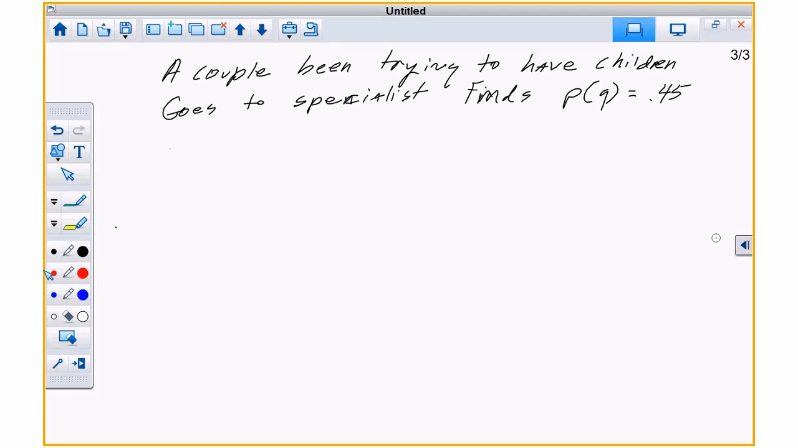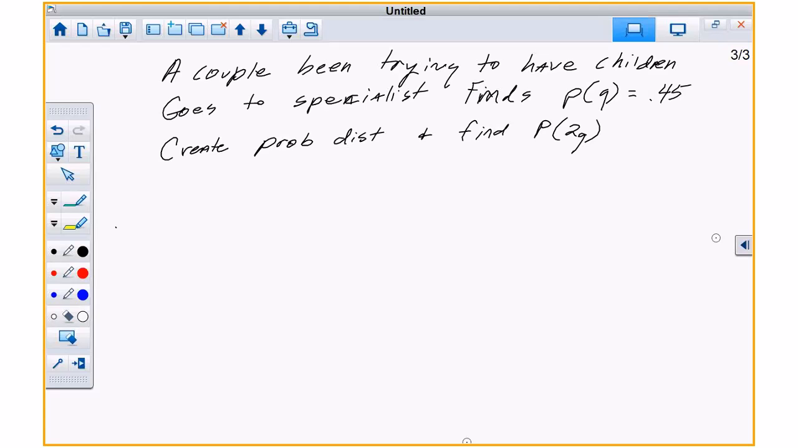Create a probability distribution and find the probability of having 2 girls.